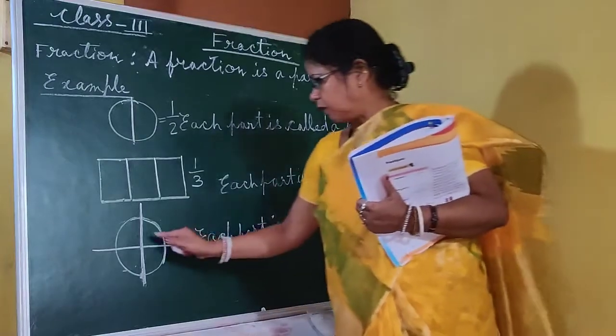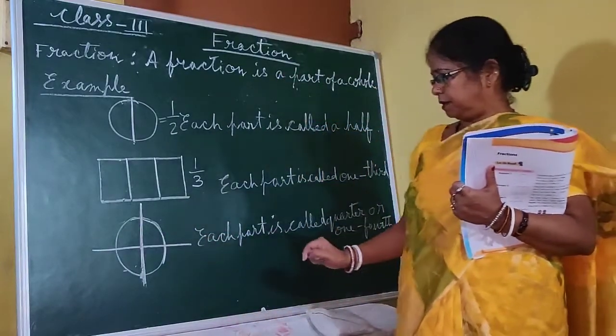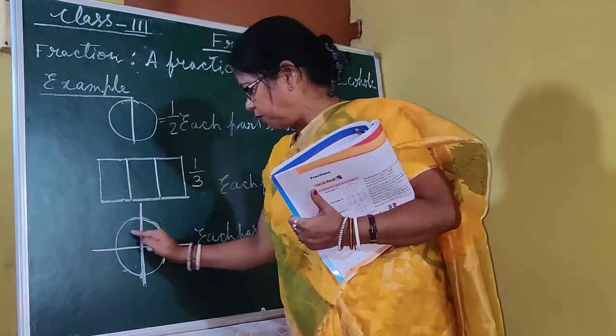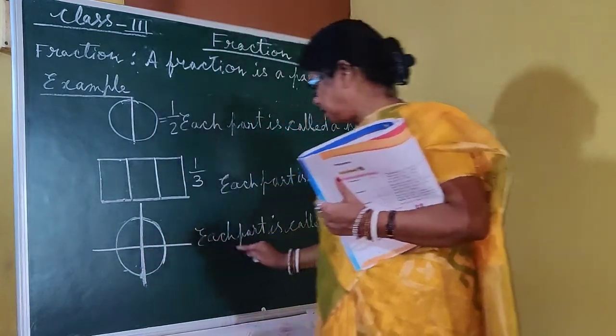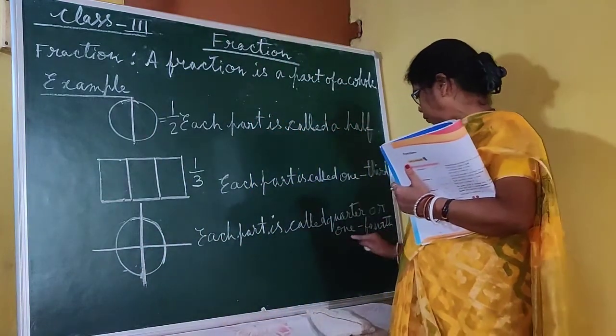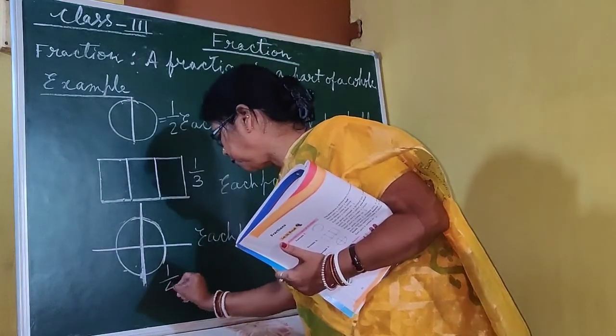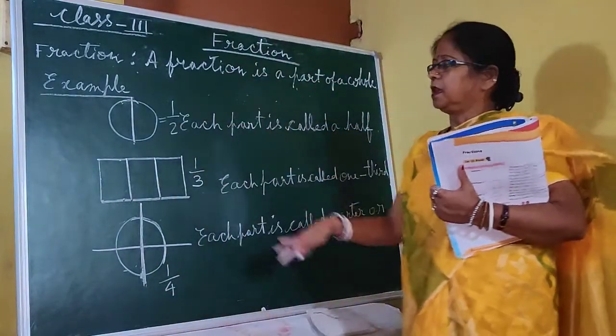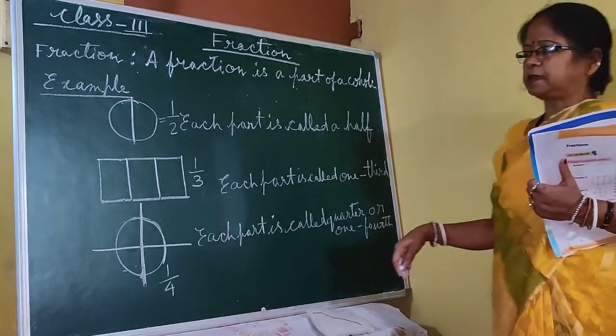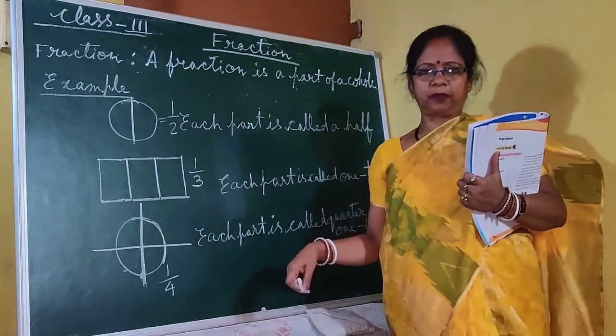Then here, circle, 4 equal parts. 1, 2, 3, 4. Then each part is called 1/4. Same drawing. And now I am going to explain shaded and unshaded part.